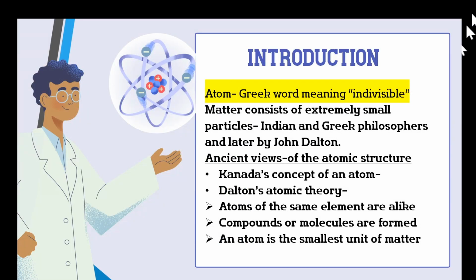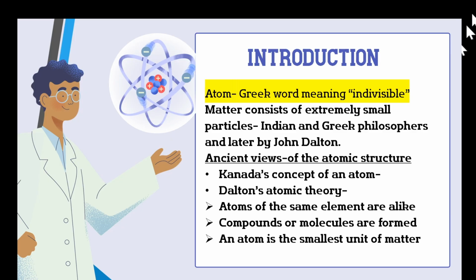concepts. Now coming on to the introduction part, the word atom is a Greek word which means indivisible, because the ultimate particle, indivisible meaning it is an ultimate particle beyond subdivision. Now the concept that all matter consists of extremely small particles was put forth by Indian and Greek philosophers and later by John Dalton. Now we have two views, that is ancient views of the atomic structure. One is Kanad's concept of an atom, where he stated that matter is made up of particles called atoms. He also called those atoms as Paramanus.